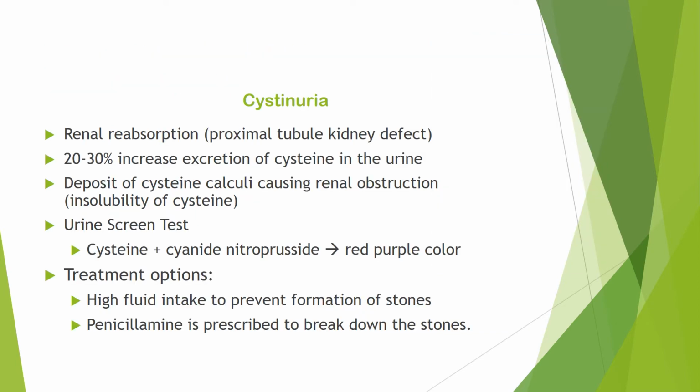For cystinuria, the next one, it is basically an inherited recessive disorder that is caused by a defect in the amino acid cystine's transport system. This leads to an accumulation of cystine stones in the kidneys, ureters, and bladder. A urine screen test for cystine can be done by using cyanide nitroprusside. If the urine turns red-purple in color, the patient is positive for cystinuria.